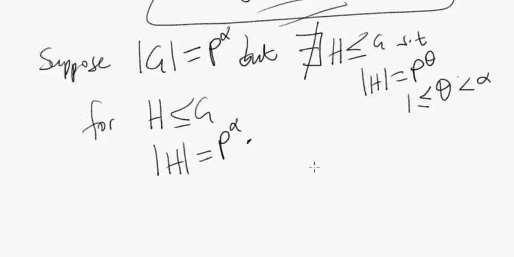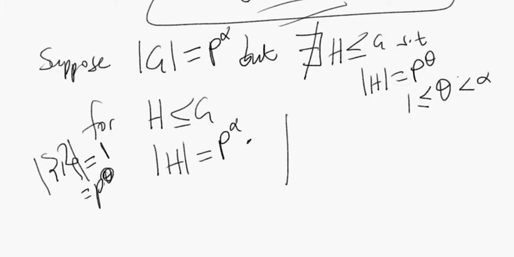Would that be true? If the order of G is p to the alpha and there doesn't exist any subgroup of order p to the theta where theta is less than alpha, does that mean that every subgroup that's not the identity has order p to the alpha? Because what's the order of the identity? Well, it's 1, otherwise known as p to the 0, sorry. But if we're focusing on theta between 1 and alpha, does it make sense to consider the case where the subgroup is the identity element?